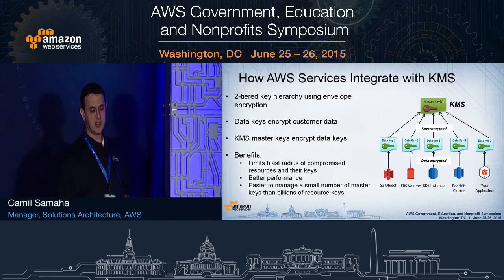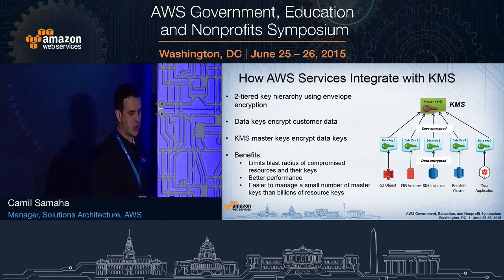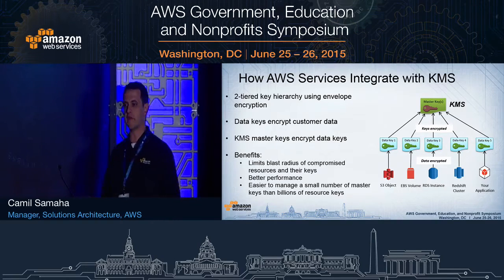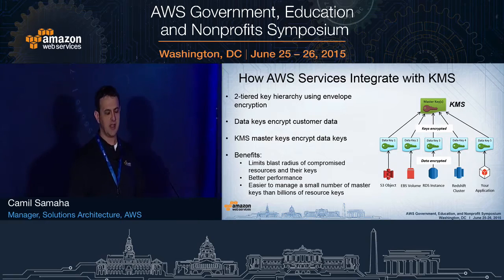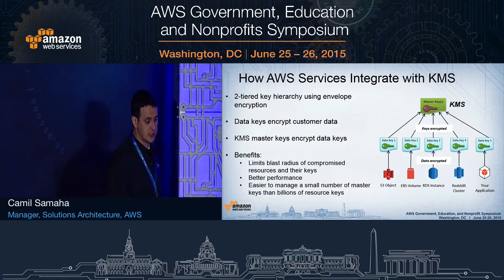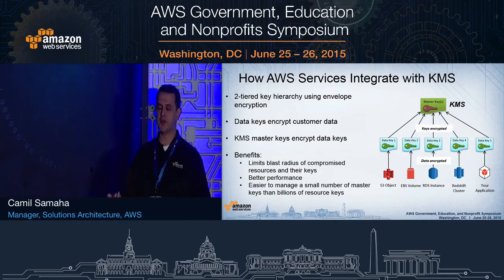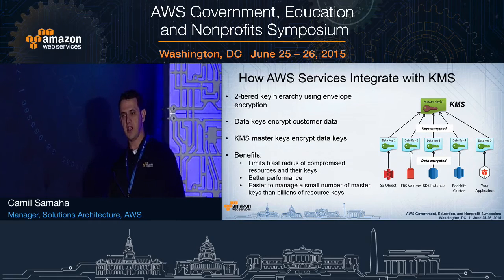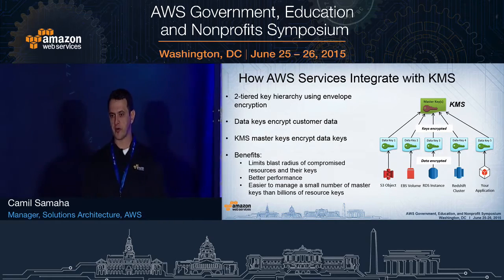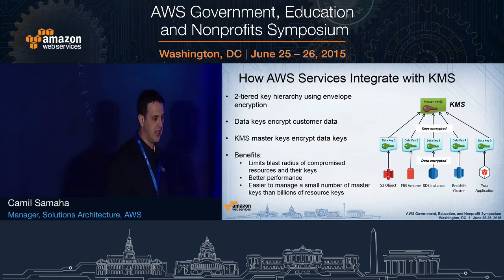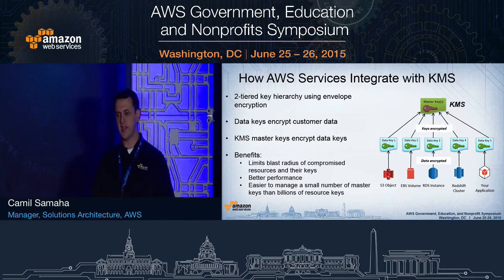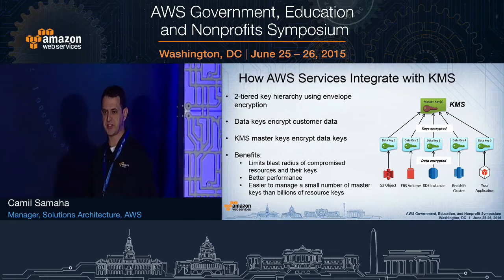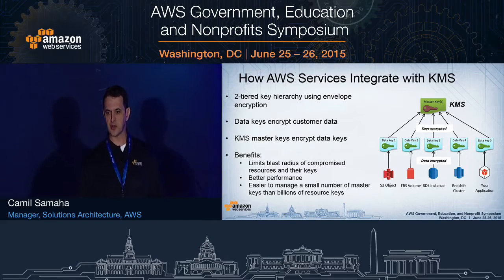So the question now comes, well, what if that client is one of the integrated services that work with KMS? Similar to what I just talked about, it's a two-level or two-tier hierarchy leveraging envelope encryption. You have the data key that encrypts and decrypts data. You have a master key that encrypts those data encryption keys. And that comes with a lot of benefits.